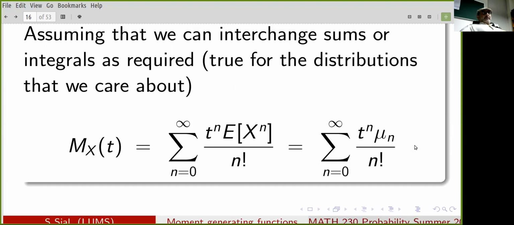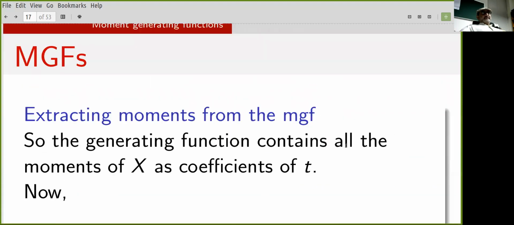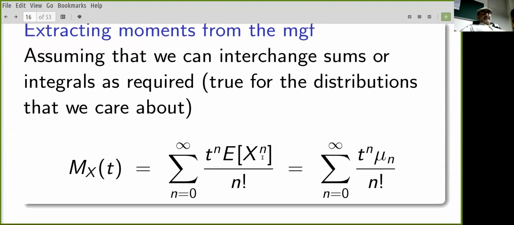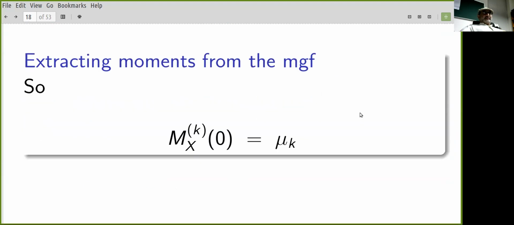How do I get the moment that I want? If I take the kth derivative of the moment generating function, so I take the kth derivative of this sum, which has all of the moments in it, and then I set t equal to 0, then except for the kth moment, I'm going to get all zeros. So that gives me mu sub k. So once again, I calculate the moment generating function, take the kth derivative of it, and then set t equal to 0, and that will give me the kth moment.